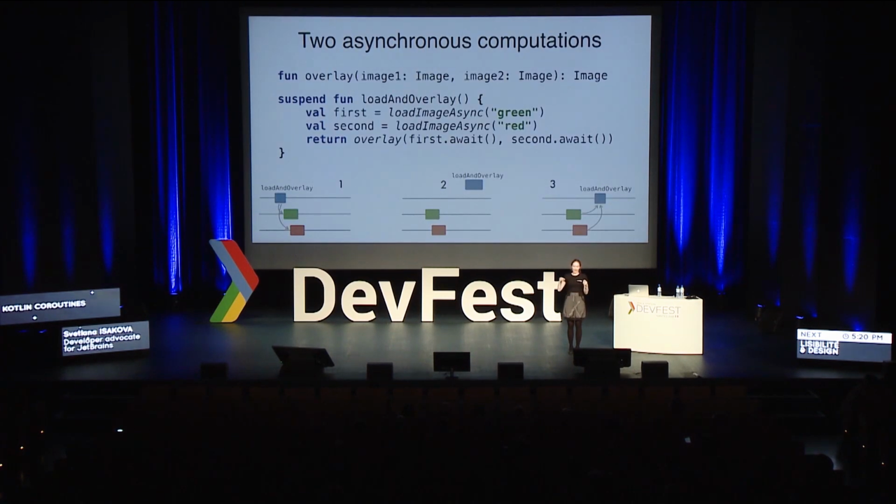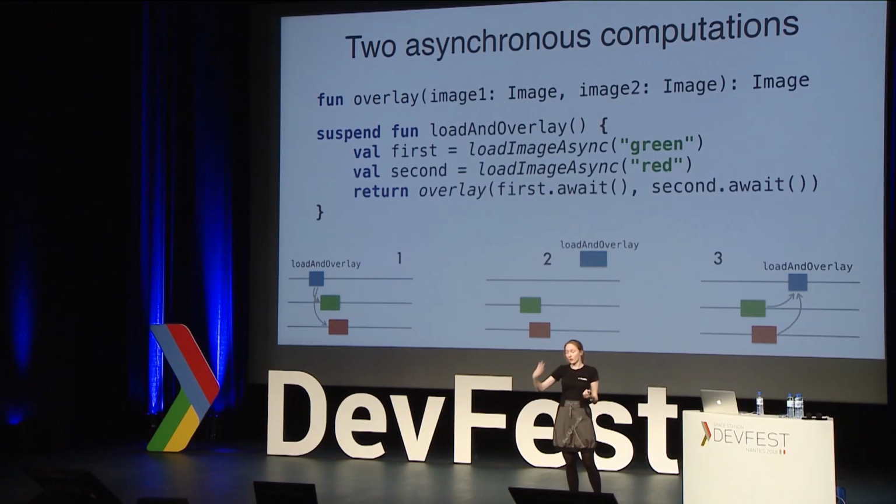So let's again look at an example. Here we have a classical example to show you two asynchronous computations. We want to load two images, both asynchronously. If you have enough threads, they will be loaded in parallel. And afterwards, when both of the images are loaded, we want to overlay them, to do something with both of these images.